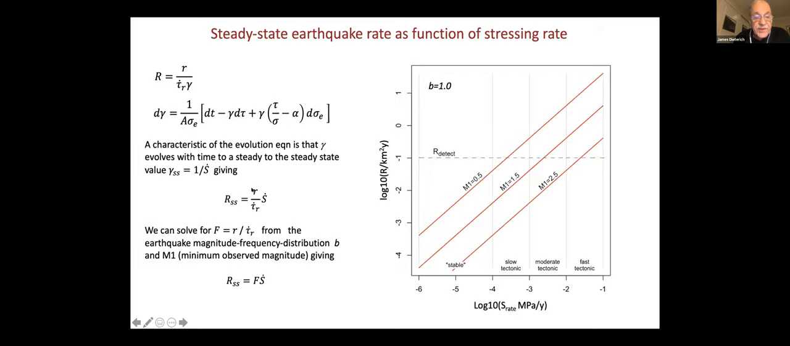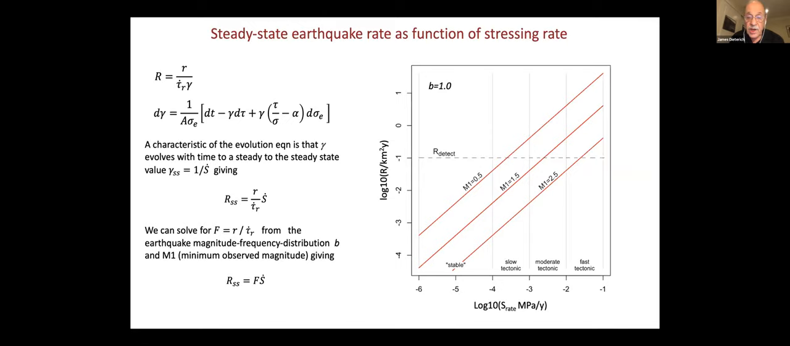And this term R over tau dot R, this is just a scaling term. So that's the steady state rate at some reference rate, tau sub R. But because of this linkage between stress release and stress renewal, we can solve for this ratio, and I'm calling it F here in the following, from the frequency magnitude distribution, particularly the so-called Gutenberg-Richter b value, and the minimum observed magnitude, and additionally the earthquake stress drop.